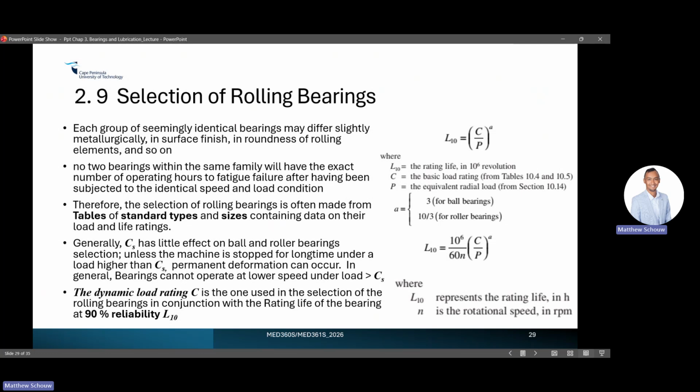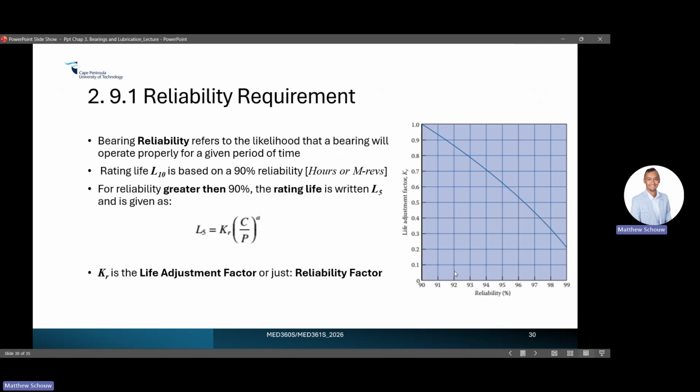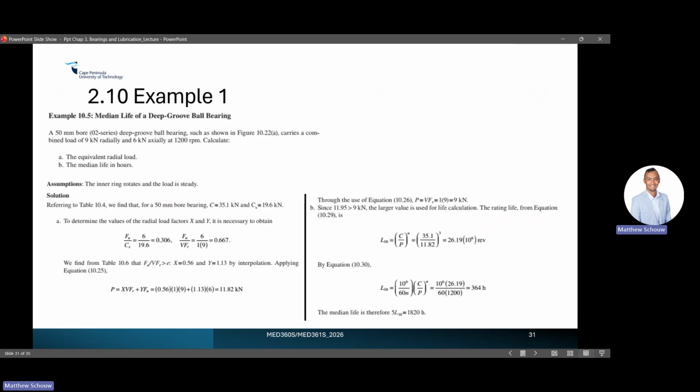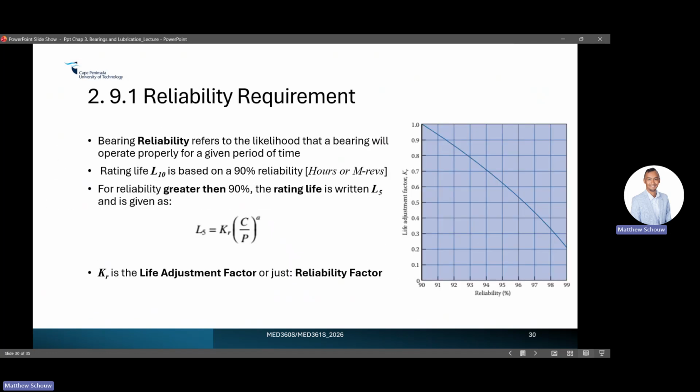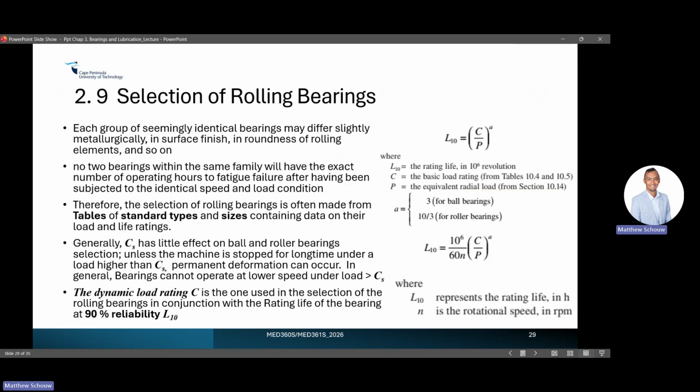So if we look at this formula, this is that life formula I was talking about, which is given in 10 to the power 6 revolutions. Obviously, this is probably coming from experimental tests where they run several bearings, I'd like to believe, and they can estimate the life of the bearing. From the life equation, you can also get the amount of hours, which I'm trying to find, which I'm not seeing over here. Oh, it's over here. Yeah, this should be the life in hours.